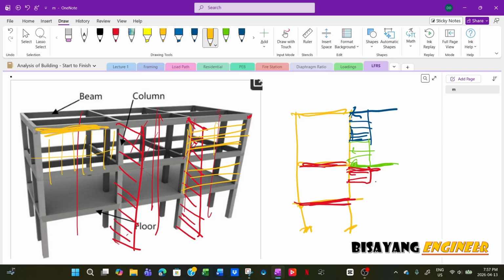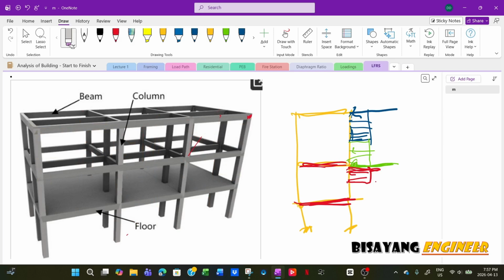So that's why, if this is how you frame your building, then you have to apply your load to the beam first, not to the column right away. So you have to identify first the load path. Now, since this is concrete beam and rigid, everything resists all the lateral loads.